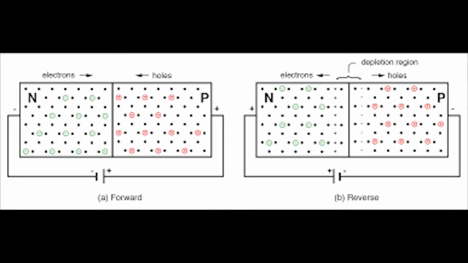The NPN bipolar transistor contains a thin p region between two n regions. The PNP bipolar transistor contains a thin n region sandwiched between two p regions.